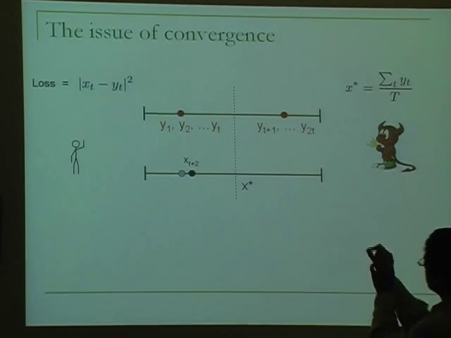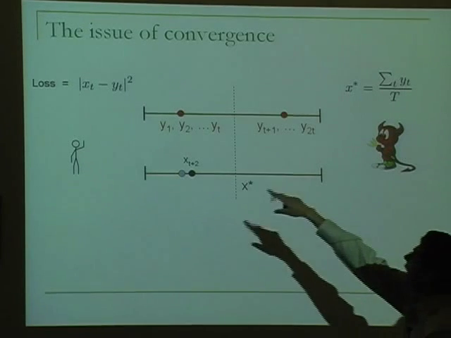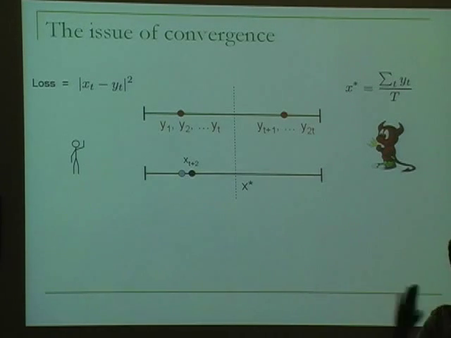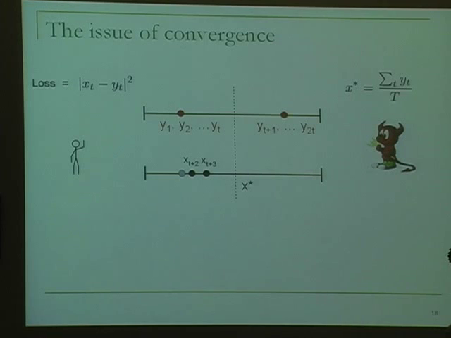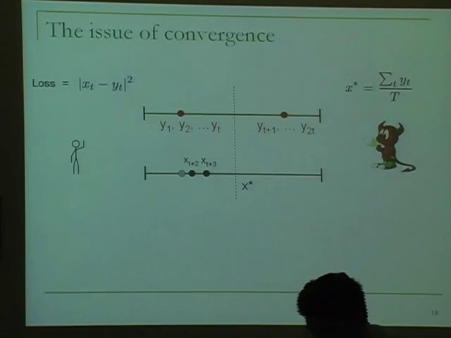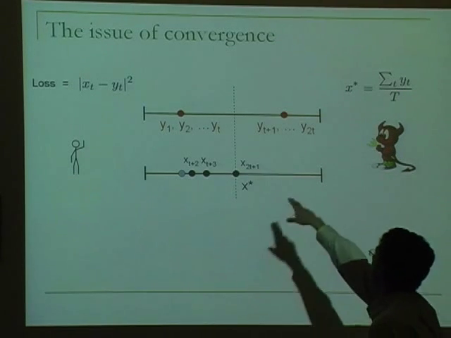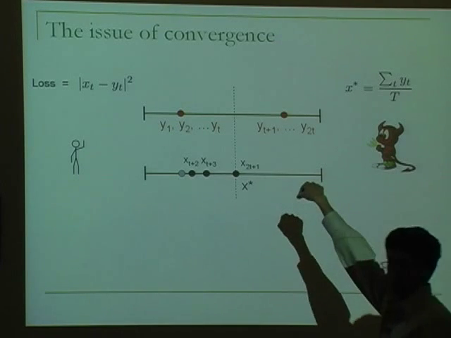Follow the leader is now going to play x_{t+2}, which is just going to be the average of those t points and 1 point here. So it's going to move a little bit to the right. x_{t+3} is going to move a little bit more. And this is going to proceed in this way until finally, at step 2t+1, you converge to the optimum in hindsight.